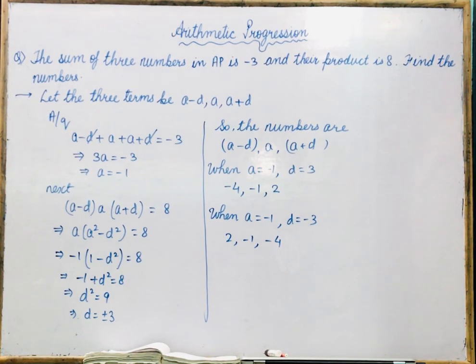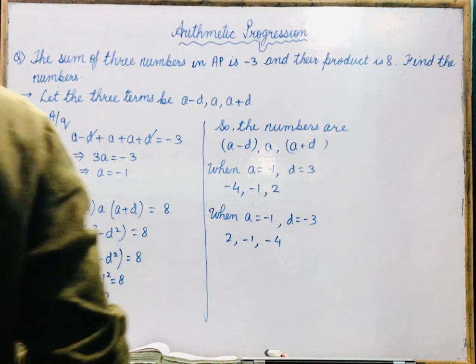Have you understood it? See, A is coming single, A equals -1, but the value of D is coming twice, because D is equal to two terms, +3 and -3. So you have to take both. First of all we will take A equals -1 and D equals 3 and get those three terms from these two. Then you have to use A equals -1 and D equals -3 and get those three terms from here. Now we will be doing the second question.